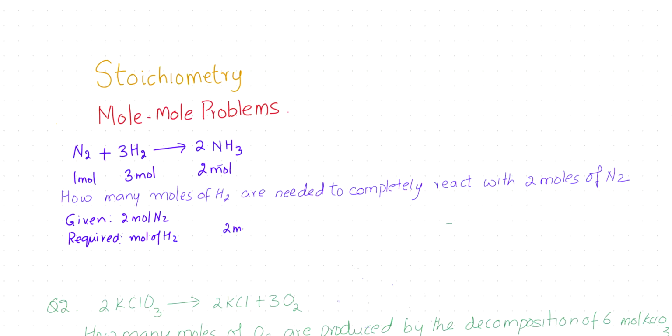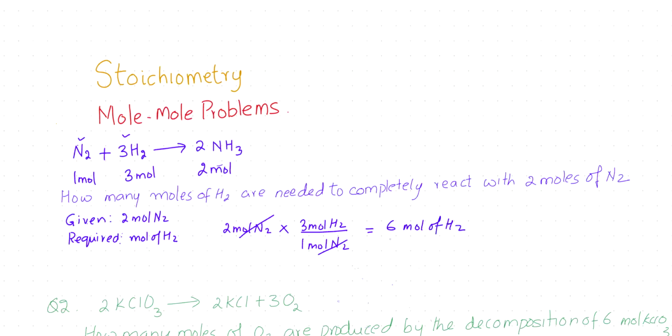times mole ratio. The ratio of nitrogen and hydrogen is 1:3. 1 mole of nitrogen requires 3 moles of hydrogen. So this ratio we have to write, that is the mole ratio. Nitrogen is written in the denominator, 1 mole of nitrogen requires 3 moles of hydrogen. So we are comparing nitrogen and hydrogen. Now moles of nitrogen cancels. So 2 times 3, 6 moles of hydrogen. The answer is 6 moles of hydrogen.